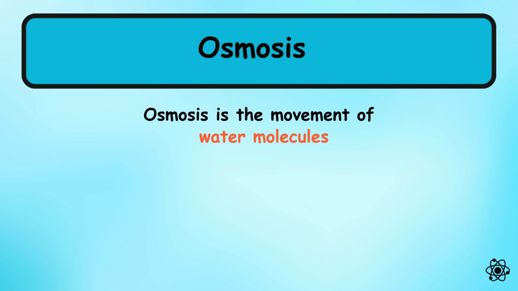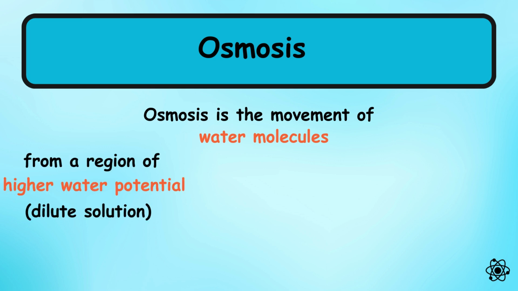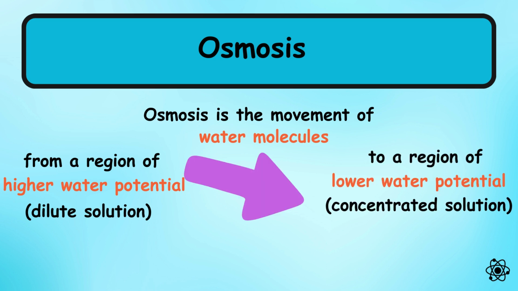So let's define osmosis. Osmosis is the net movement of water molecules from a region of higher water potential, or dilute solution, to a region of lower water potential, or concentrated solution, through a partially permeable membrane.